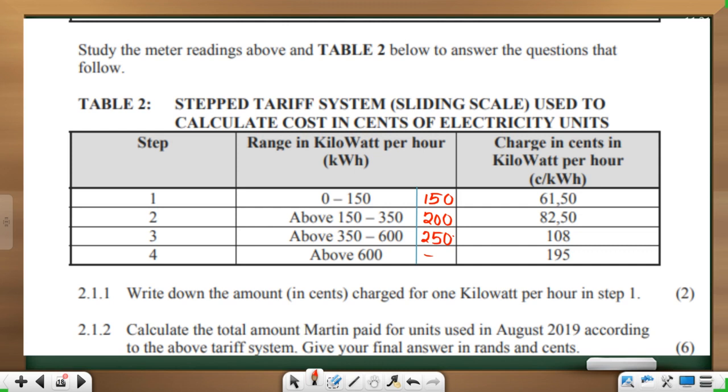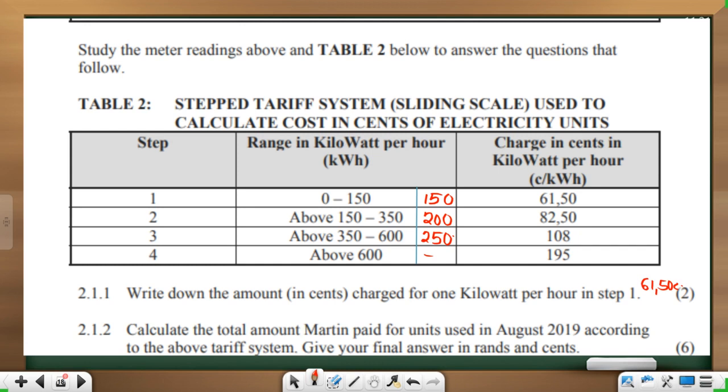Write down the amount in cents charged for 1 kilowatt hour in step 1. Oh, step 1 means block 1. What is charged? It is 61.50. You're just copying and pasting there. This is your answer: 61.50 cents. That's what is charged. Oh, I remember there was a question I didn't answer. I'll go back to it.